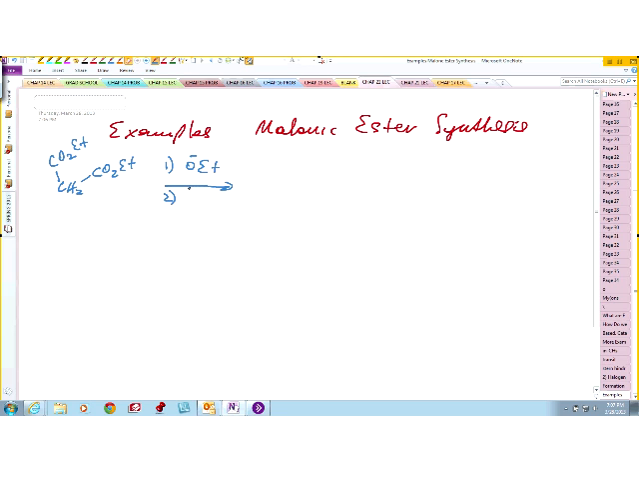Then step 2, depending on what you want to use for your alkylating agent, keep in mind this is an SN2 reaction, so they must be either primary or secondary substrate. So you decide what you want to use. Let me use a different color here. And then step 3, you do hydrolysis. And then step 4, you apply heat.